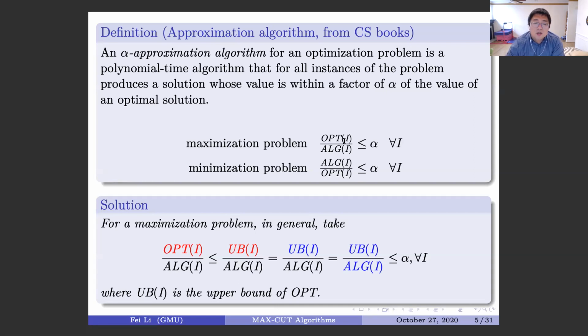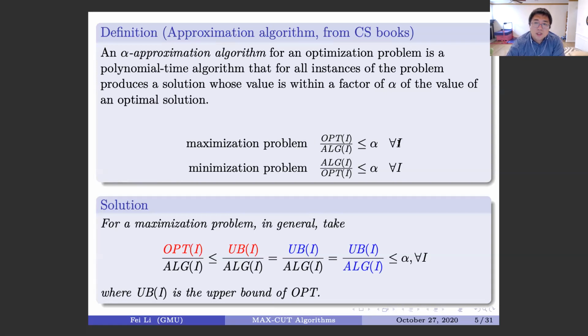So this is for the maximization problems, where we would like to shrink the gap between the optimal solution and the algorithm's one. And for minimization, we just reverse the ratio. Actually, most of the time we don't care about the order of the ratio, we only care about the ratio between those two. And also we consider all the instances.